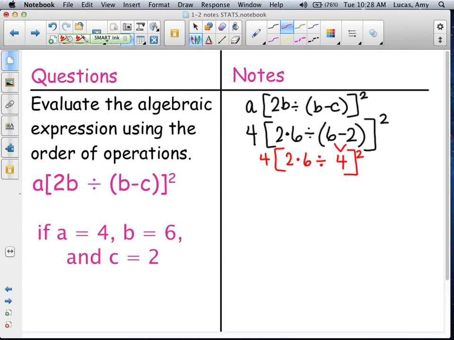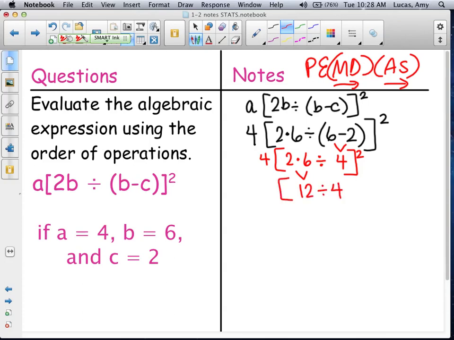Now work inside the brackets. So we've got parentheses, exponents, multiply, divide, left to right, add, subtract, left to right. Okay, inside those brackets, I'm going to have to multiply because it's on the left, and we've got multiplying and dividing. 2 times 6 is 12. And then I can do my division. 12 divided by 4 is 3.